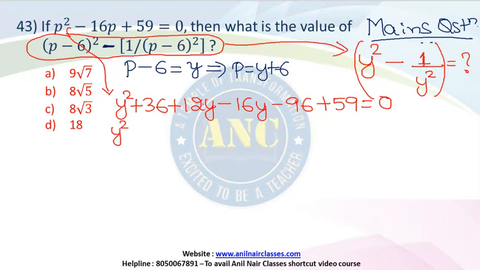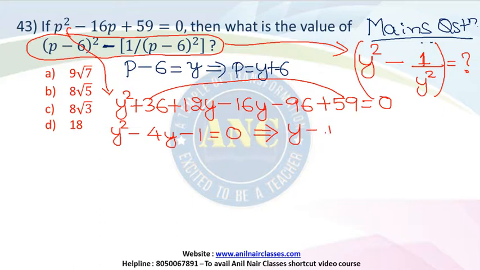Simplify further. y square plus 12y minus 16y is minus 4y, and 36 plus 59 is nothing but 95. 95 minus 96 is minus 1. Now, can I say that y square minus 4y minus 1 is equal to 0? This can also be written as y minus 1 by y. Why did I put minus here? Because the constant has a minus, and this minus 4, if I shift it to the right hand side, becomes a plus 4. That means I know the value of y minus 1 by y right now.